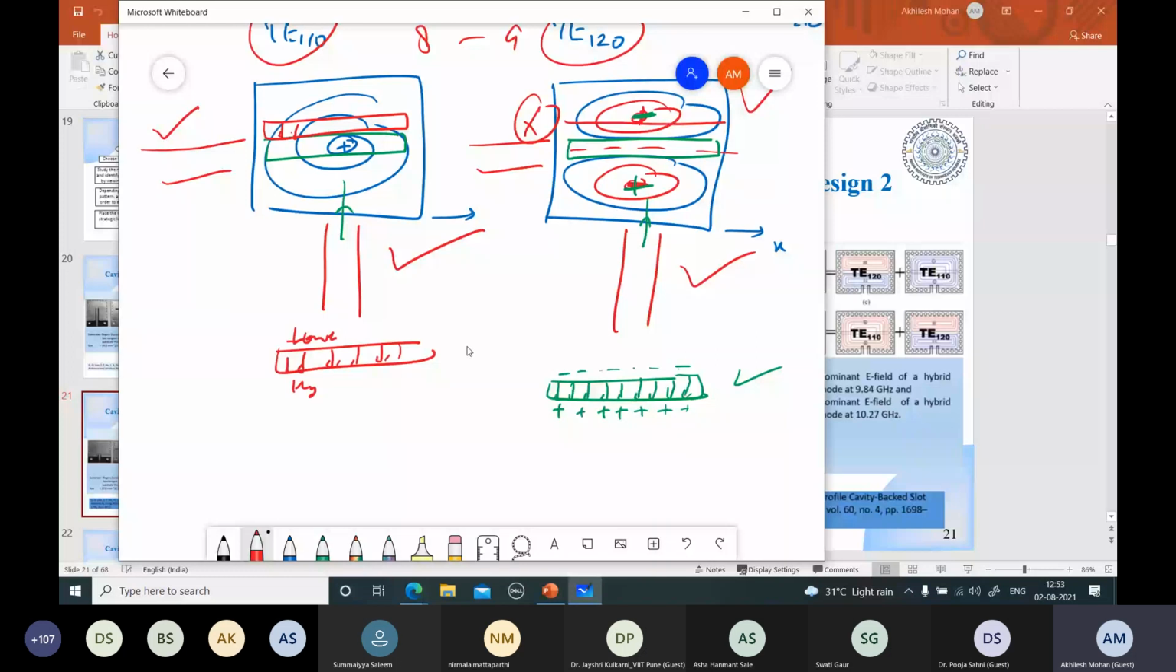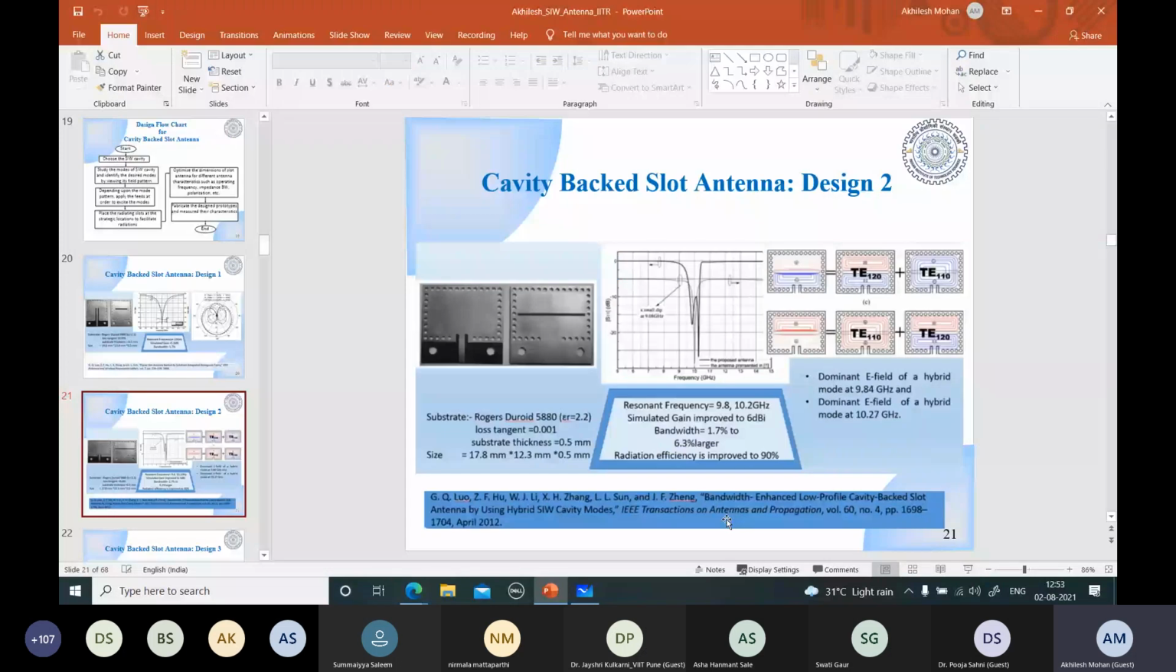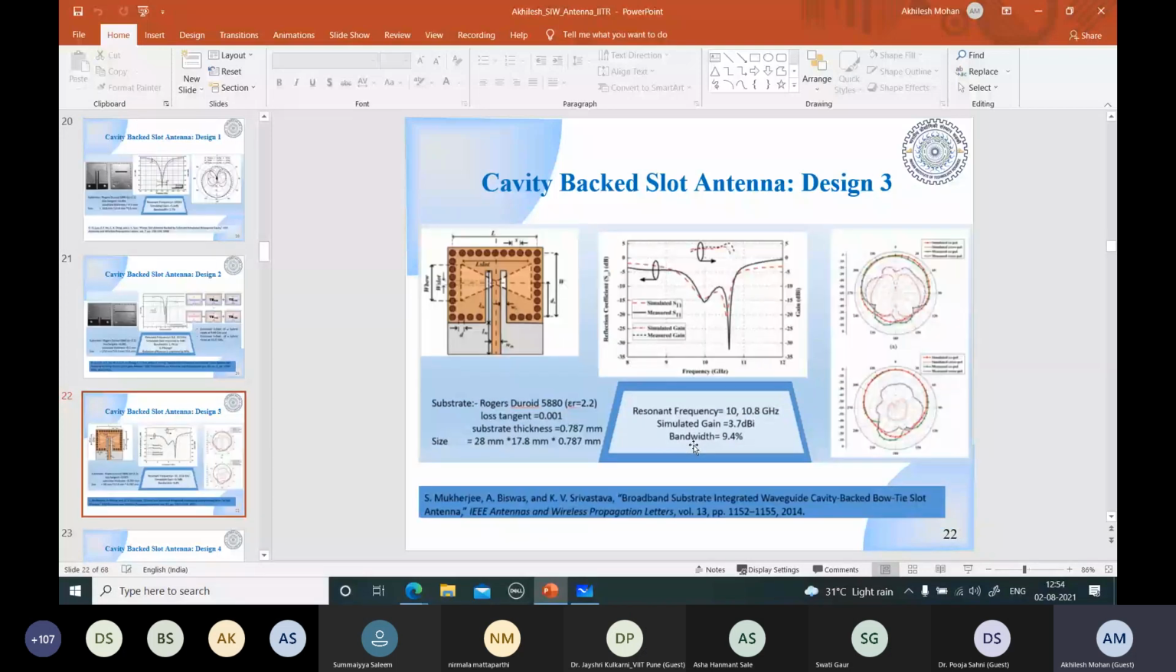both the modes will participate in the radiation, and you will have wider bandwidth. So now you can see from here, they have combined the modes and the wider bandwidth is achieved. The bandwidth was earlier 1.7%. They have increased the bandwidth from 1.7 to 6.3%. Okay. Now again, we are not happy with that.